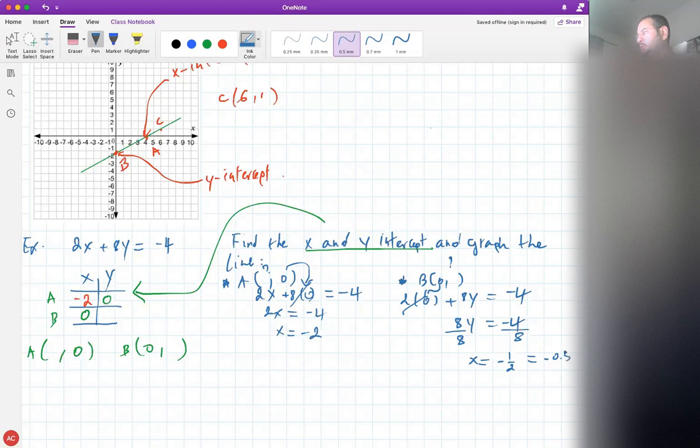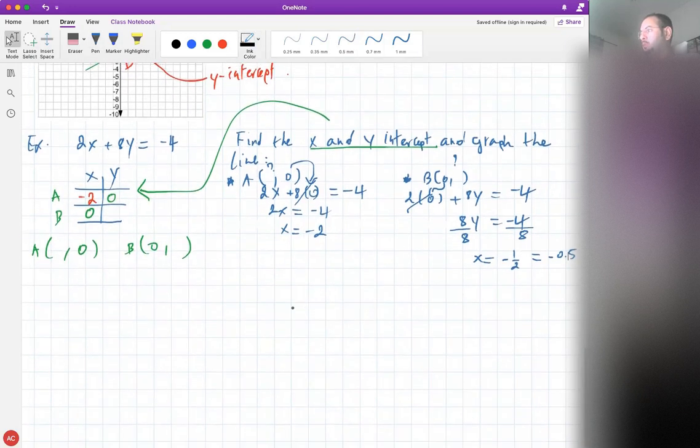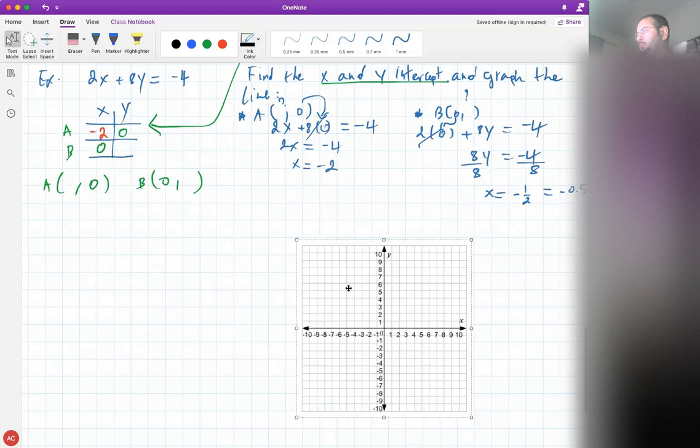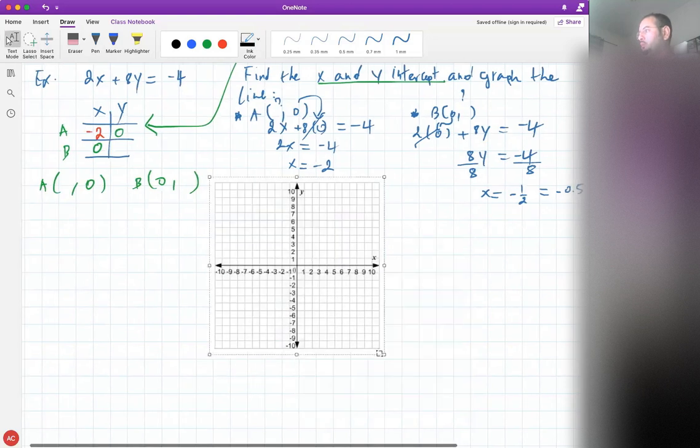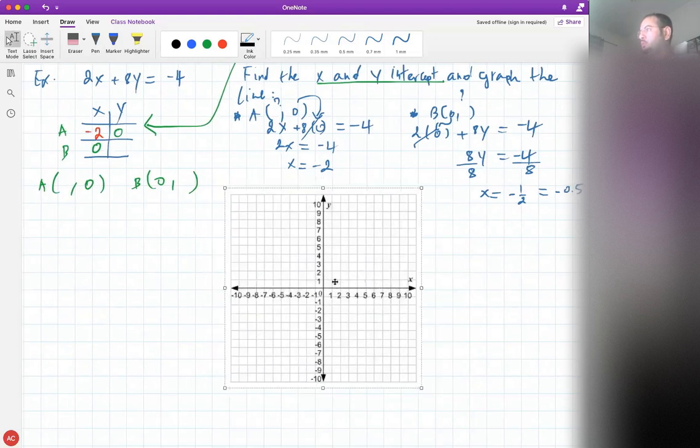So to graph, to locate a coordinate that has a fraction, just make it a decimal, just like we did with the number line before. So we know exactly where to find this number. So again, we're going to need a graph. We just have to put these 2 points somewhere.